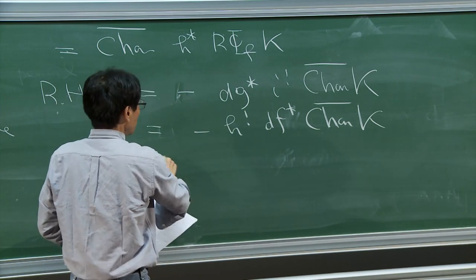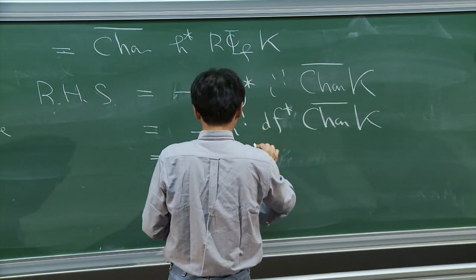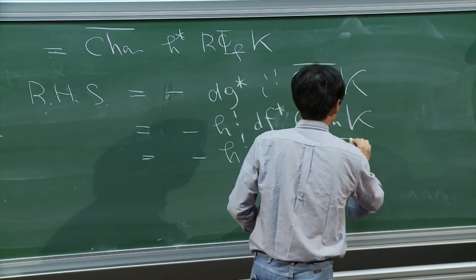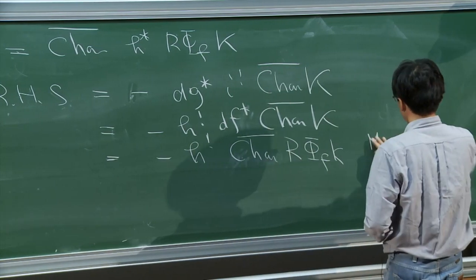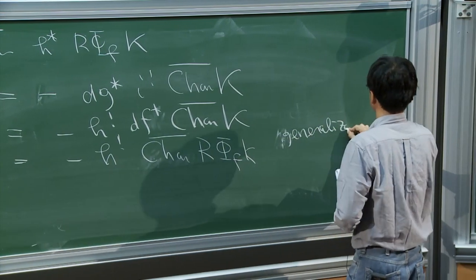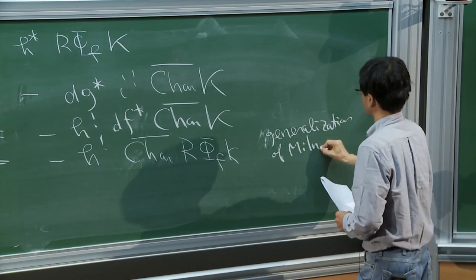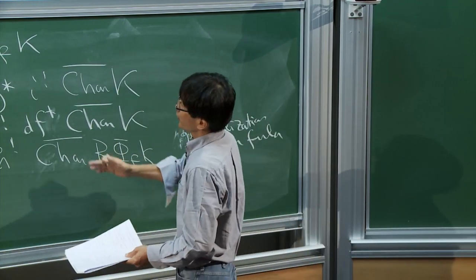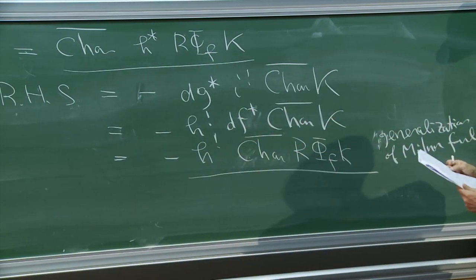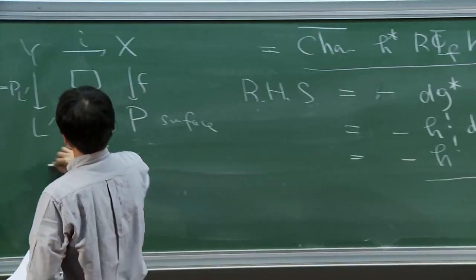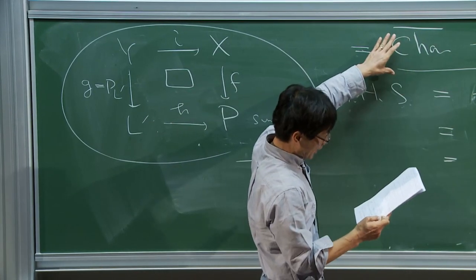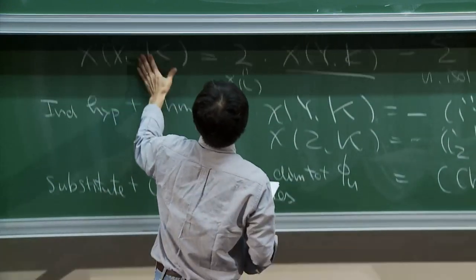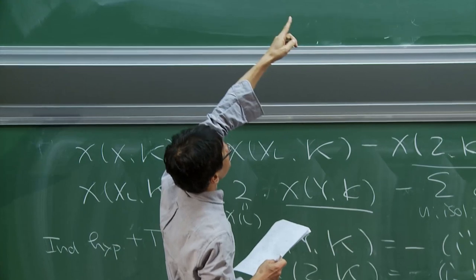And so first here we need to prove a generalization of the Milnor formula. This is a generalization of the Milnor formula. But this part is easy, so I will skip it. So we need to compare this and that. Then the problem is reduced to finding such a diagram satisfying that this is equal to that.